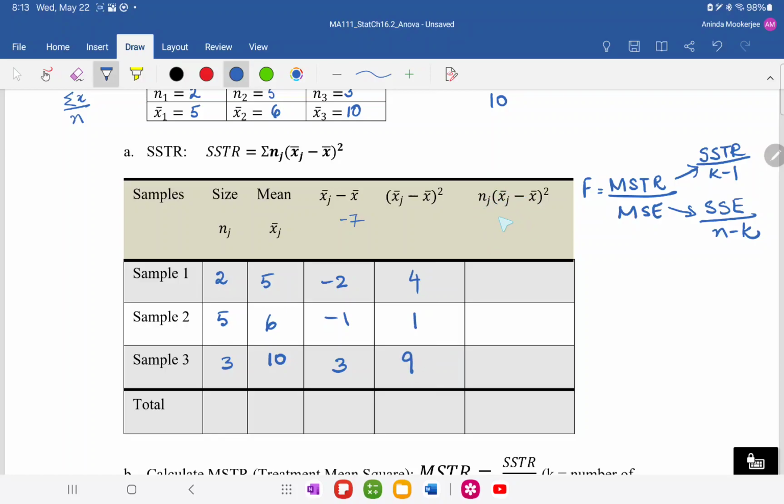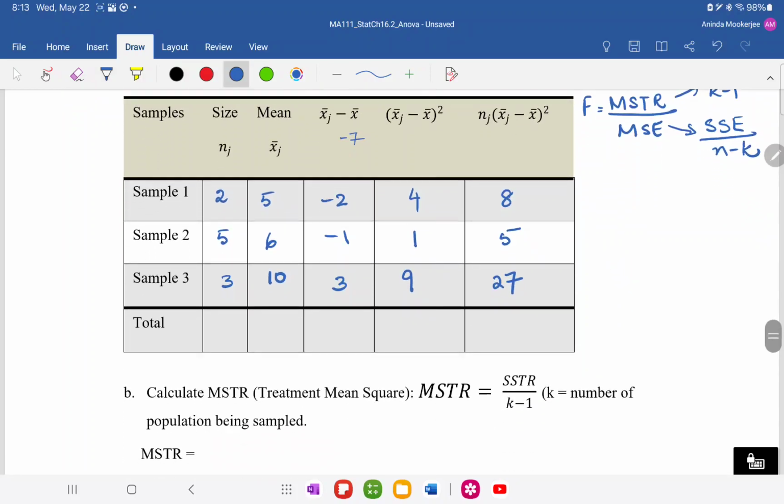In the final column, you multiply each of these values in the previous column by their respective sample sizes n. So 4 times 2 is 8, 1 times 5 is 5, and 9 times 3 is 27. Sum them up, and you should get a value of 40. 8 plus 5 is 13, plus 27 is 40. So the sum is equal to 40, which is our SSTR.